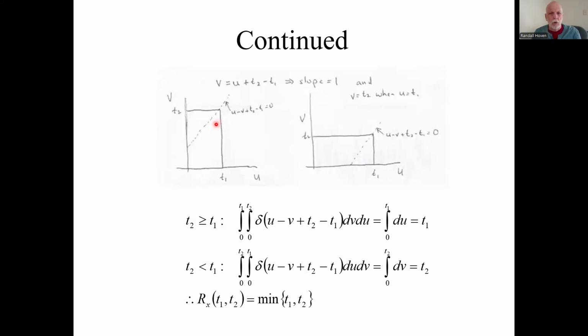T2 is greater than T1. I'm over here. I integrate over v first, so I integrate. That inner integral is just 1. And all that's left is I'm just integrating over u from 0 to t1. And I get t1. T2 is less than T1, I'm integrating over u first, this way. That inner integral is just 1. The outer integral is just 1 from 0 to t2. I have these two simple answers, and here is the overall answer. The autocorrelation function is just the minimum of the 2 times. We did this when we derived or explained the Wiener process.